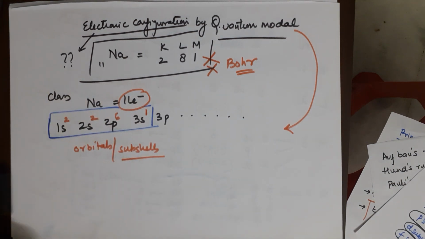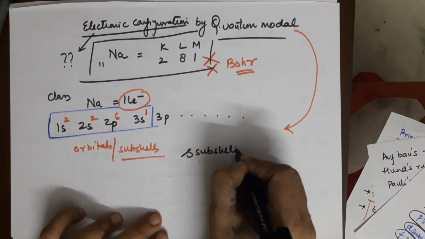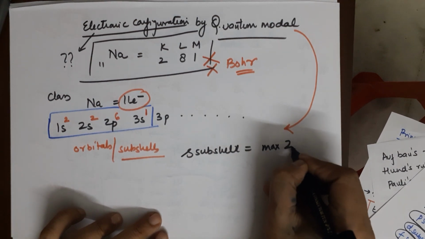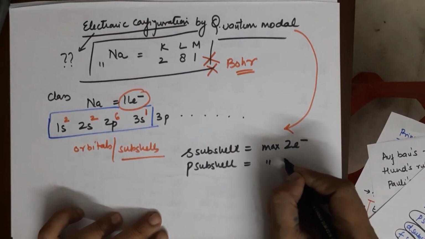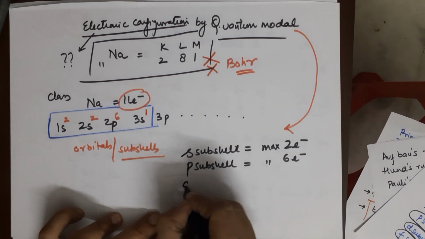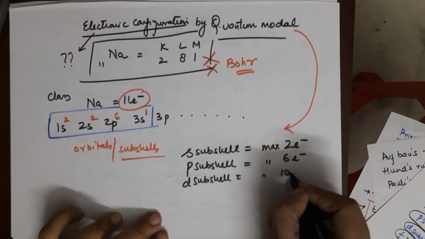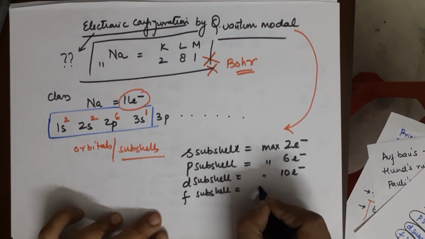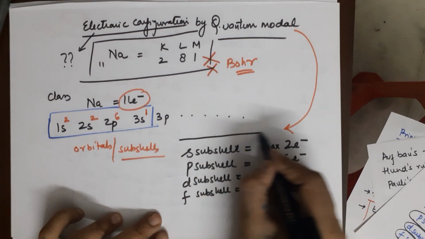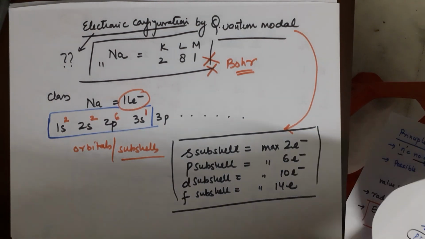So the thumb rule before I end the class is that you should know whenever you have an S subshell, it can have maximum 2 electrons. A P subshell will maximum have 6 electrons. A D subshell will maximum have 10 electrons and an F subshell would maximum have 14 electrons. If you know this, then writing the electronic configuration should not be difficult for you all. Fine?